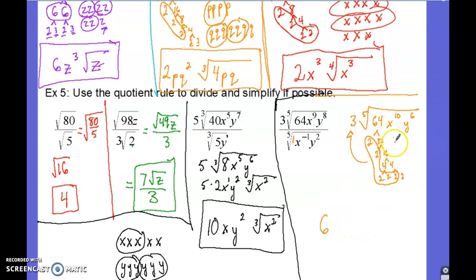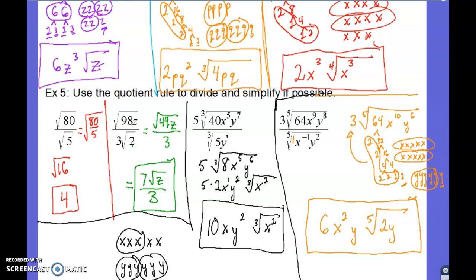And then if we count up how many x's we have, 1, 2, 3, 4, 5, 6, 7, 8, 9, 10, we have 2 groups of 5 x's. So we can rewrite x squared in front. If I wrote out all the y's, 5, 6, we have 1 group of 5 y's. And we have 1 left over, but we also have this 1, 2 left over to leave under the radical, 5th root of 2y. And that's what we want. So hopefully all of that made sense. If not, write down your question, bring them to class, and hopefully I can answer it then.